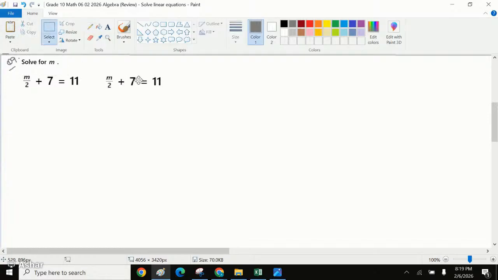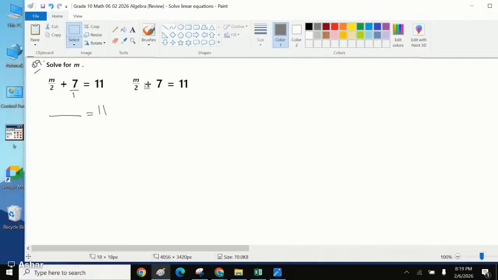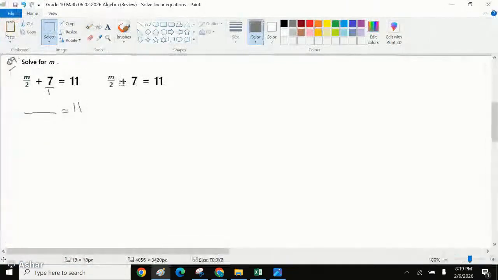If I do it in this manner such that I write this as 7 upon 1, there can be an easier way. I'm not saying what I'm doing right now is the easiest. There is an easier way, and we would prefer the easier way. We are just trying to compare. So the least common divisor was 2. That means this is multiplied by 1, 1, 2, 2. M multiplied by 1 is 1m. 7 multiplied by 2 was 14.